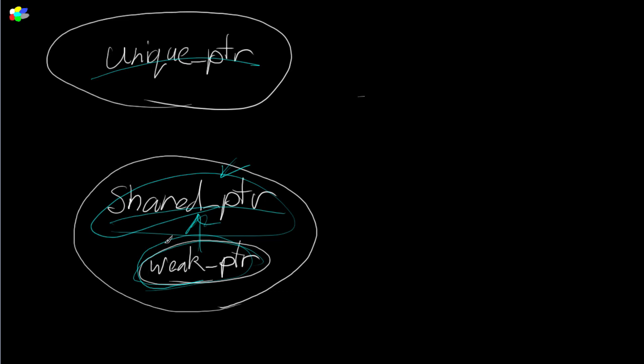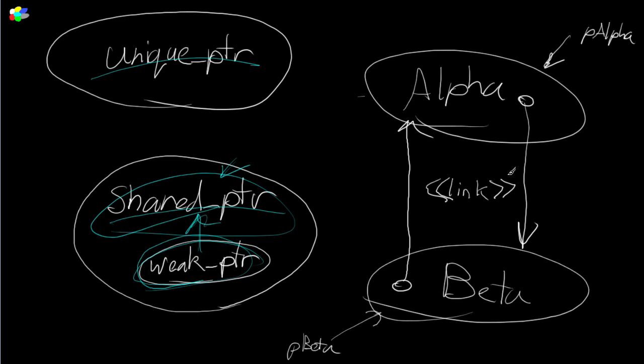So I'm going to hit you guys with a little bit of a scenario here. We're going to have two class types, alpha and beta, and they're both going to contain pointers to link to the other type. So a beta will have a pointer to alpha, and an alpha will have a pointer to beta. And using this, we can set up a bidirectional link between instances of alpha and beta.